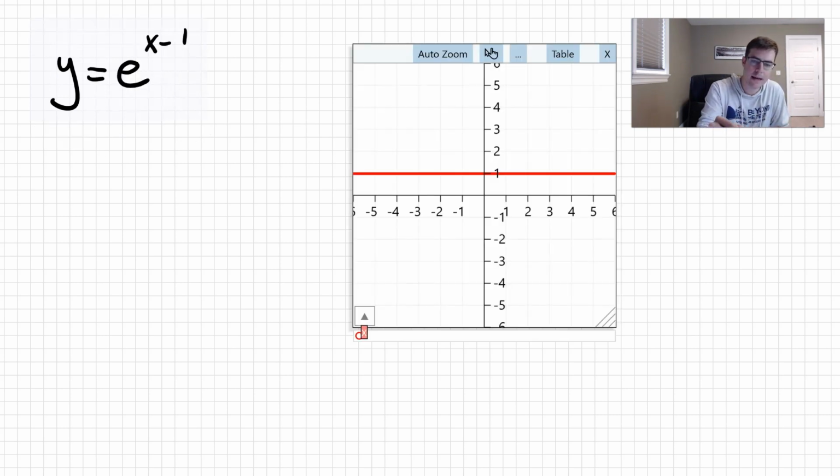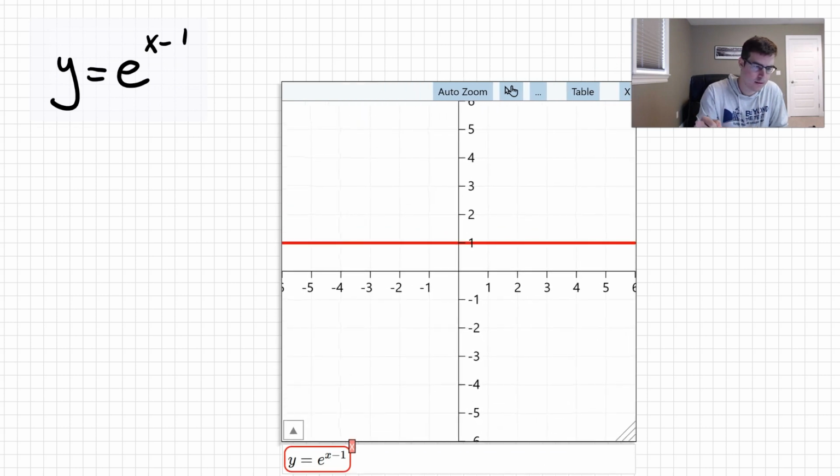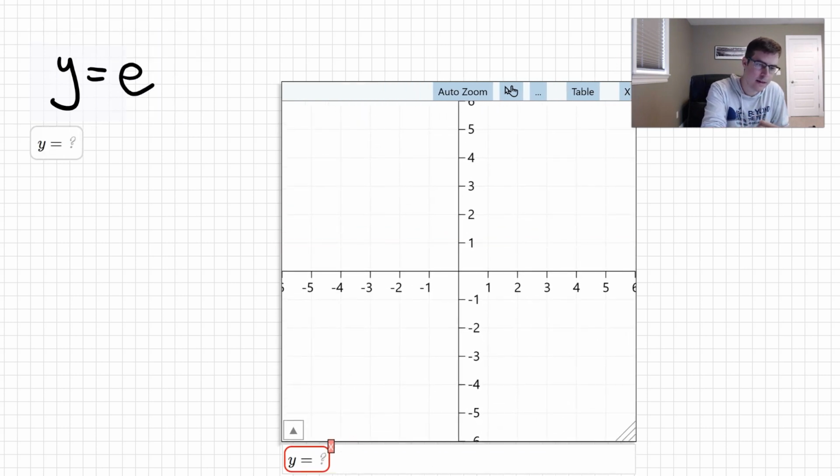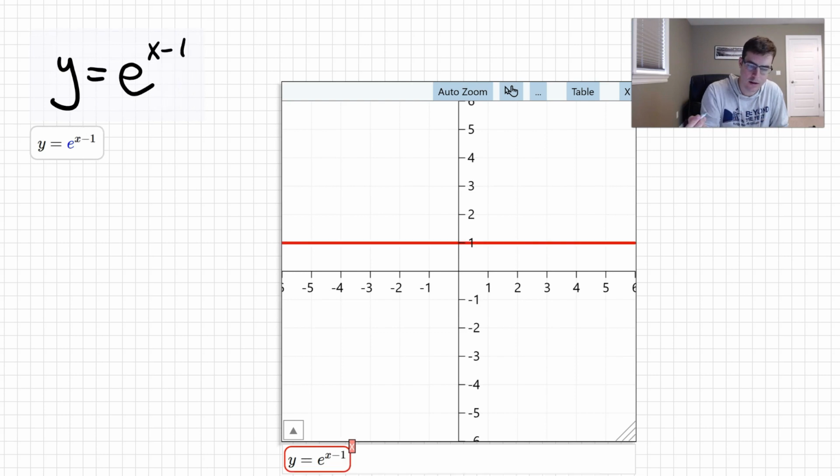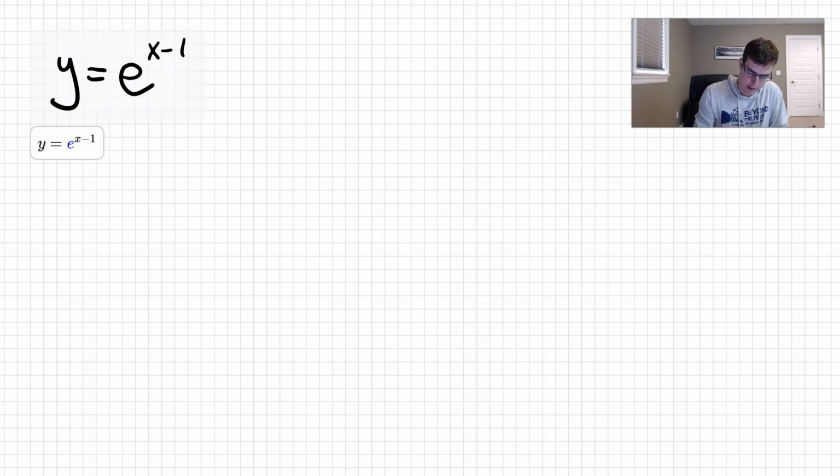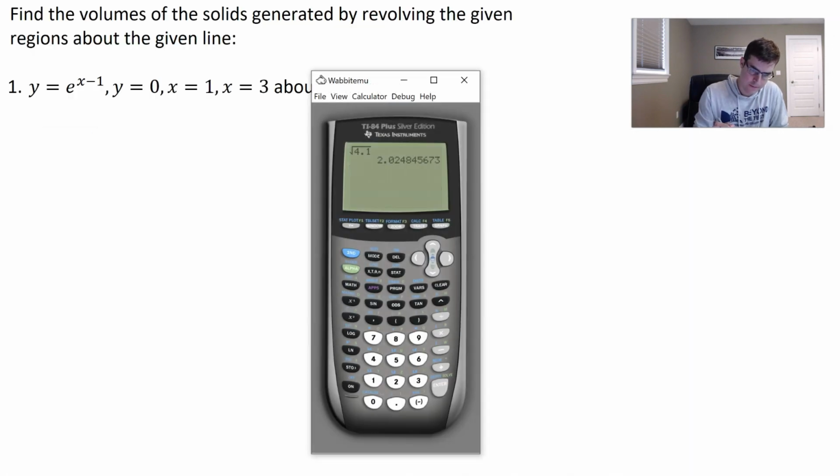If I graph that here, that's not what that's supposed to look like. e to the x minus 1 is not a straight line. I guess we'll have to do it with the calculator then. So we'll go y equals e to the x minus 1. It should look just like that. Perfect. So again, you can see it's just shifted 1 over to the right. It's that normal e to the x curve shifted 1 over to the right.